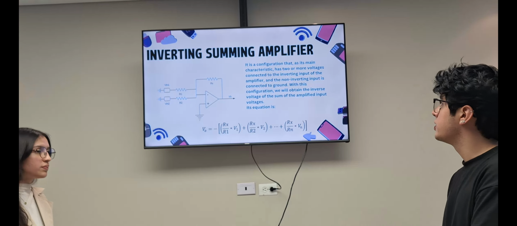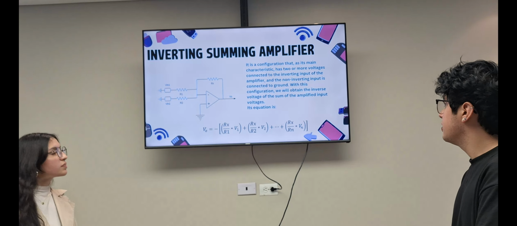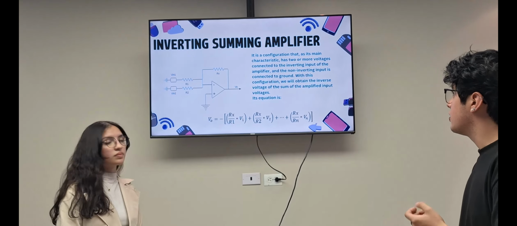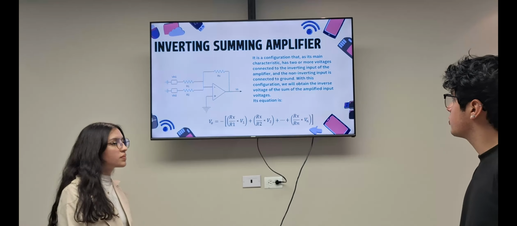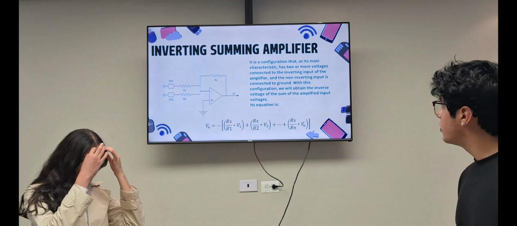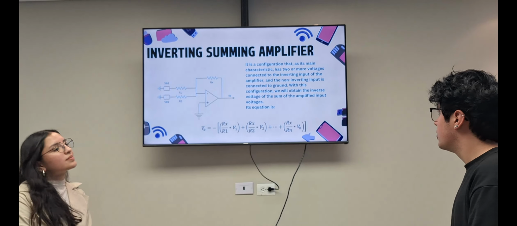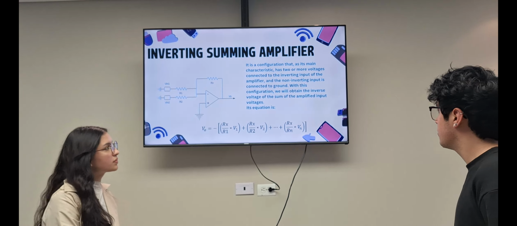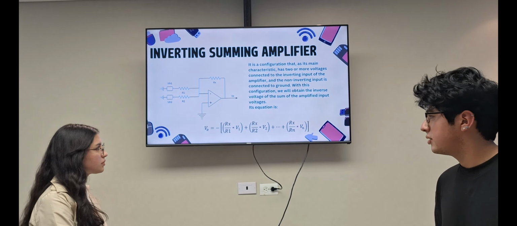And finally, the inverting summing amplifier. It is a configuration that, as its name characterizes, has two or more voltages connected to the inverting input of the amplifier, and the non-inverting input is connected to ground. With this configuration, we will obtain the inverse voltage of the sum of the amplifier input voltages.